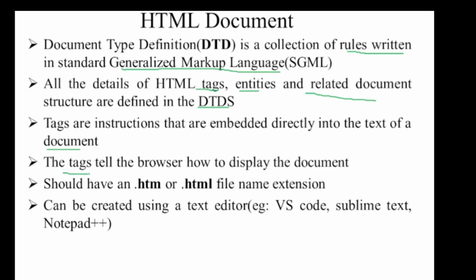Why are tags used? Tags tell our browser how to display the HTML document. How can you save this document? What is the extension? Every HTML document extension is .html. When you save in your editor, you have to say file name .html.